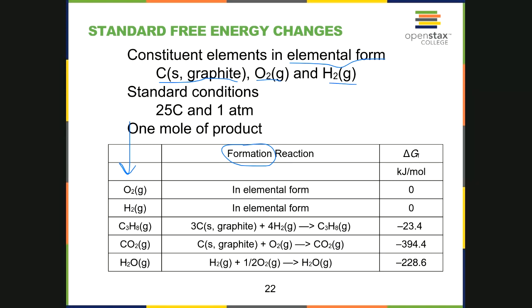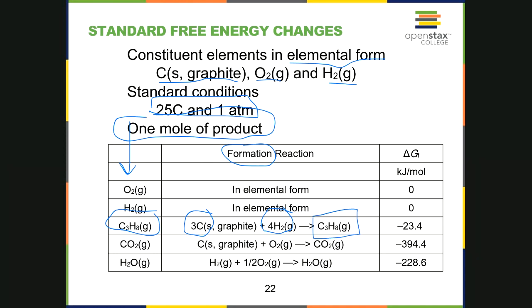There's some standard conditions, but this doesn't affect things too much. But this point right here is important: 1 mole of product. So you're going to get only 1 mole. Now that would not be an issue in some cases, but sometimes it will be. Like in forming C3H8, you're forming it from carbon and hydrogen. When you balance the equation, you end up with 1 mole. You have a coefficient of 1 on the propane, so it's okay.